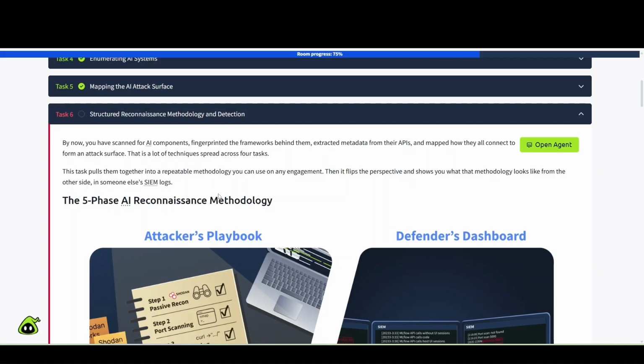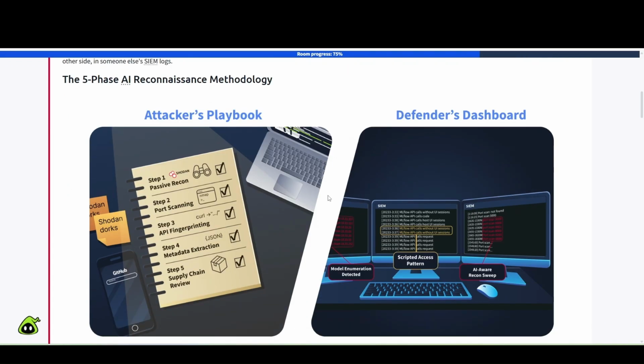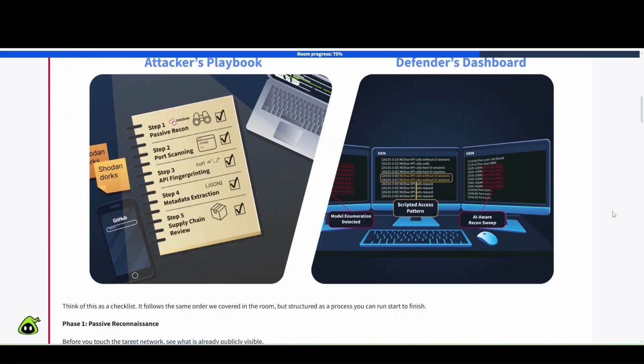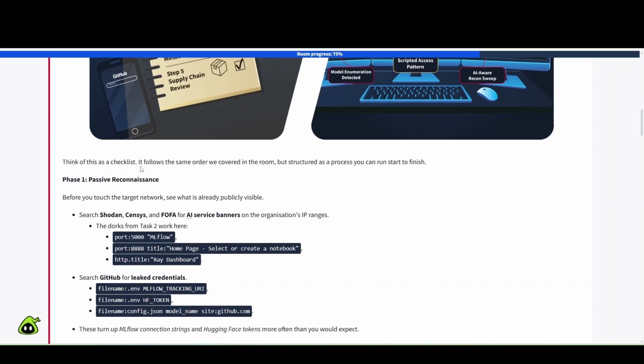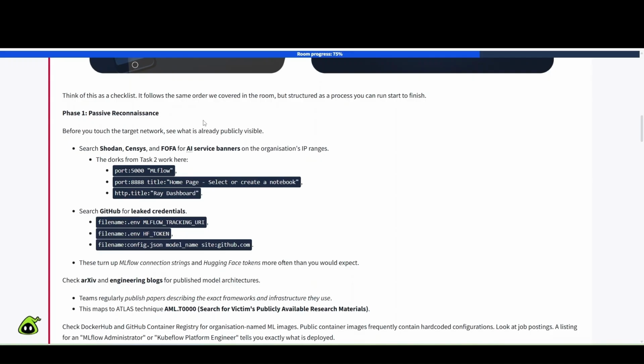Some very useful things here. And let's take a look. So we have the attacker's playbook over here, which goes through all the steps: passive reconnaissance, port scanning, etc. Then the defender's dashboard, which is what you should see in your SIEM platform: model enumeration detected, scripted access pattern, AI-aware recon sweep. Think of this as a checklist. It follows the same order we received in the room, but structured as a process you can run start to finish. So phase 1, passive reconnaissance.